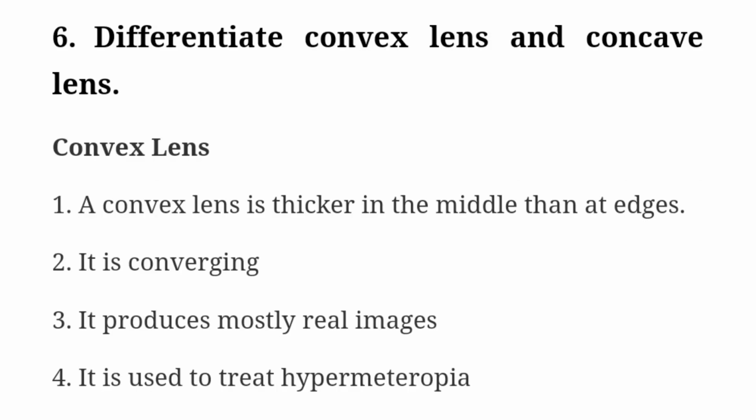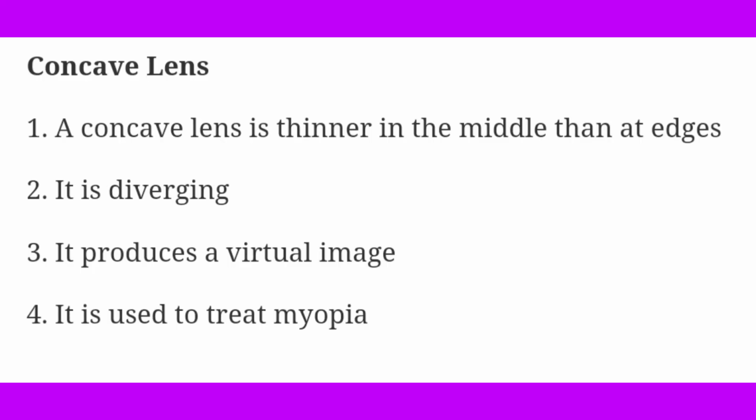Sixth one, differentiate convex lens and concave lens. First, convex lens. First point, a convex lens is thicker in the middle than at edges. Second one, it is converging. Third one, it produces mostly real images. Fourth one, it is used to treat hypermetropia.